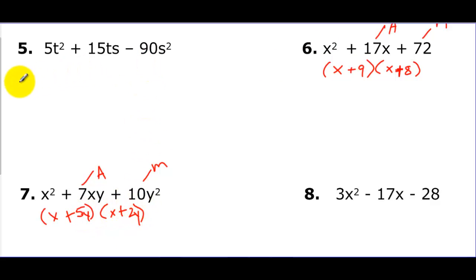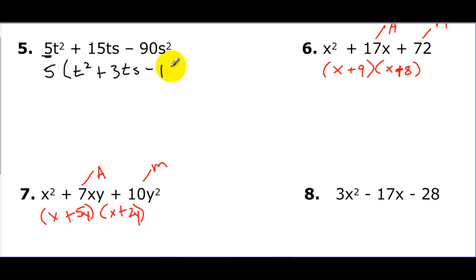Okay? So let's talk about problem number 5. It's again the same basic idea. But this one has that 5 sitting at the beginning. That's usually a problem. We would have to do AC factoring whenever there's a 5. That's the same thing that's going to happen down here in problem number 8. But for problem number 5, we get lucky because I can actually GCF, since 5, 15, and 90 all have a 5 in common. So I'm going to take that 5 away and say t squared plus 3ts, minus, and then I have to do 90 divided by 5.